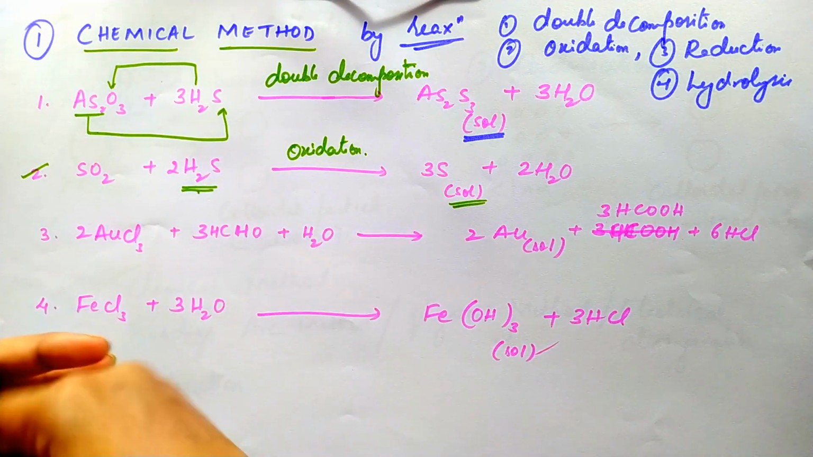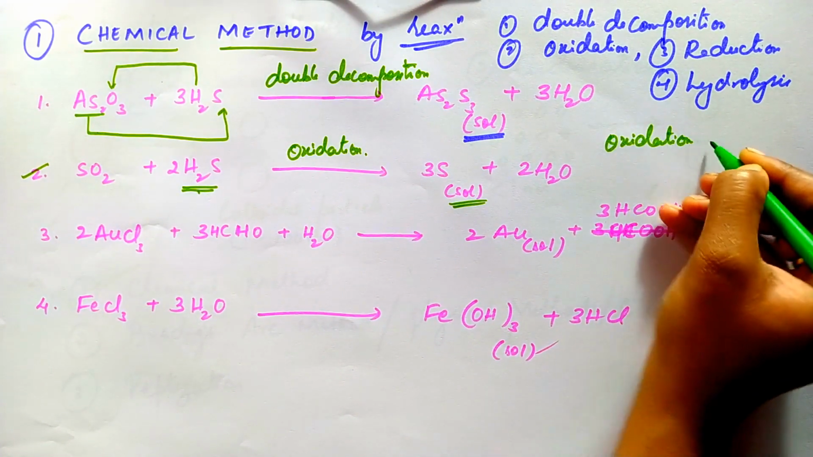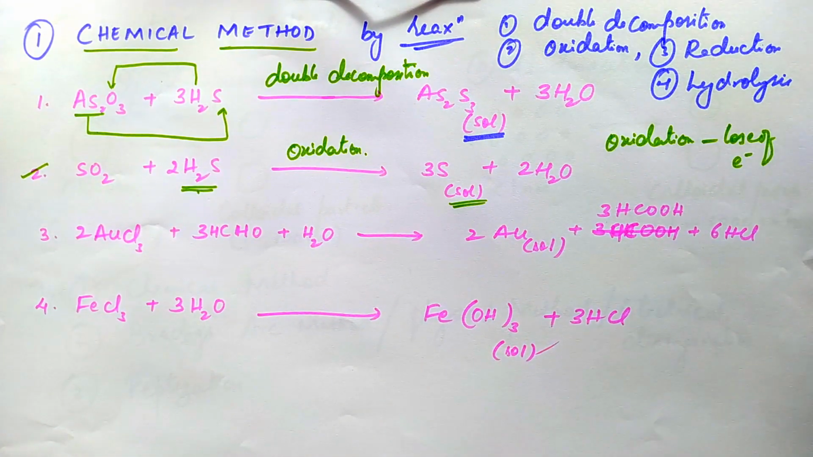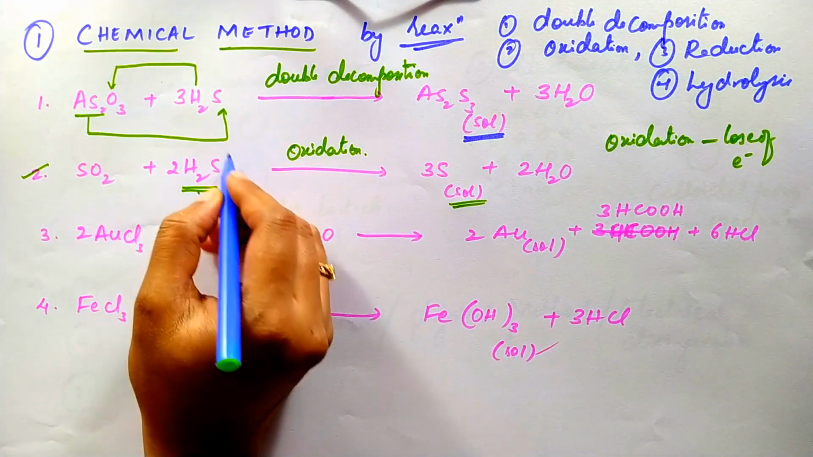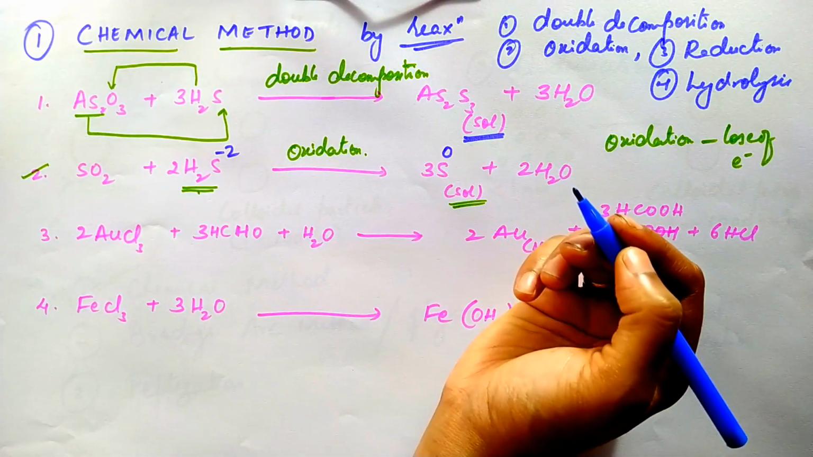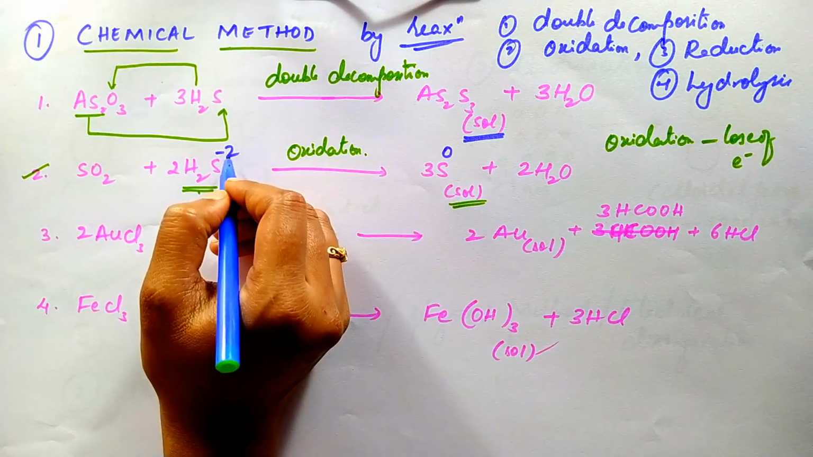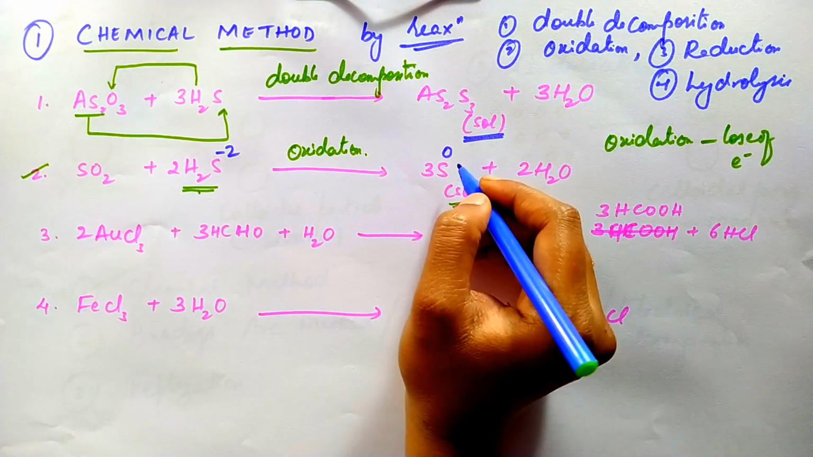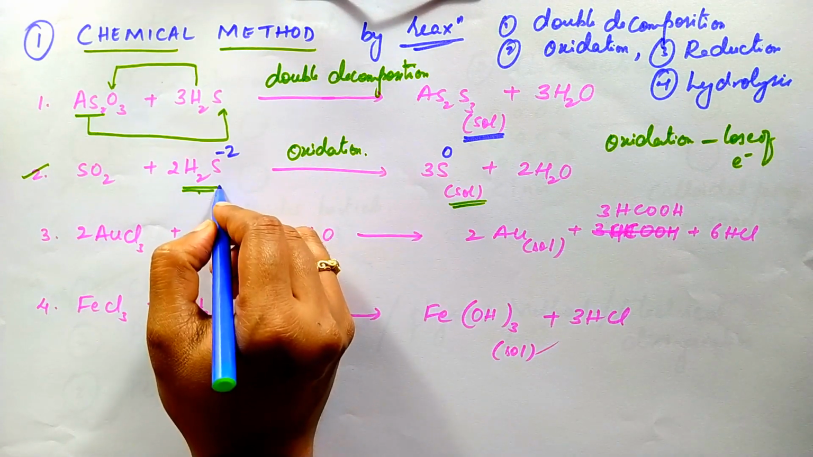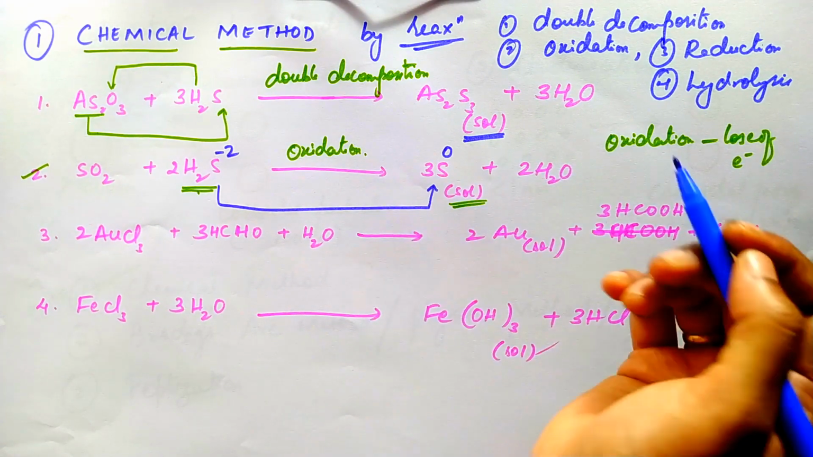So, oxidation means what? Loss of electrons, right? Loss of electrons. Now, what is the oxidation state of sulfur here? It is -2 and here it is 0. The -2 is converted into 0, which means there is a loss of electrons. Here 2 electrons have been removed to form 0. So, in oxidation, hydrogen sulfide is converted into sulfur. This is the second method.